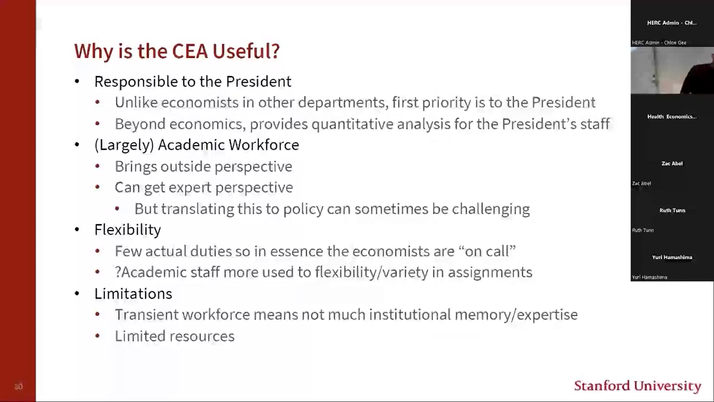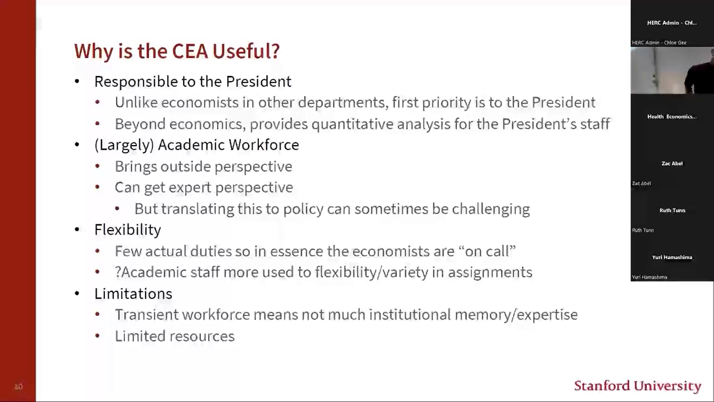So why is the CEA useful? Because the government has a lot of economists. I thought through a couple of reasons. The first and obvious one is that it's responsible directly to the president. In academia, we know that when you're sharing resources with other people and someone else owns that resource, it might be hard to have that resource work for you. But at the CEA, our first priority is the president. That's one reason why we're useful, in a way that, say, economists at the Treasury Department might not be.